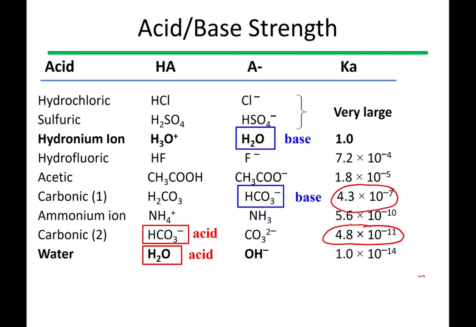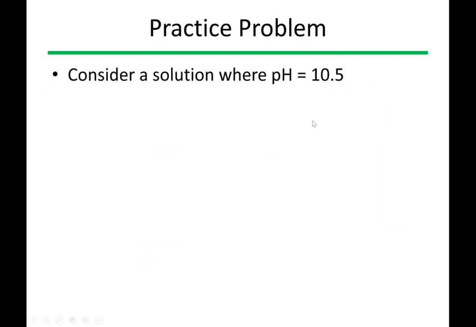Trying to decide which to use in the equation, see what your products are. If you're making OH minus, then you're acting as a base, and if you're making H plus, you'll be acting as an acid. So let's look at an example of this where we have a solution where the pH is 10.5. So we'll determine the concentration of H plus and the concentration of OH minus.